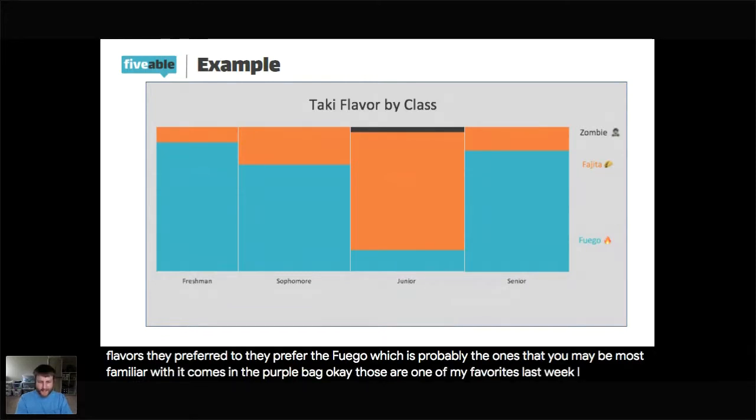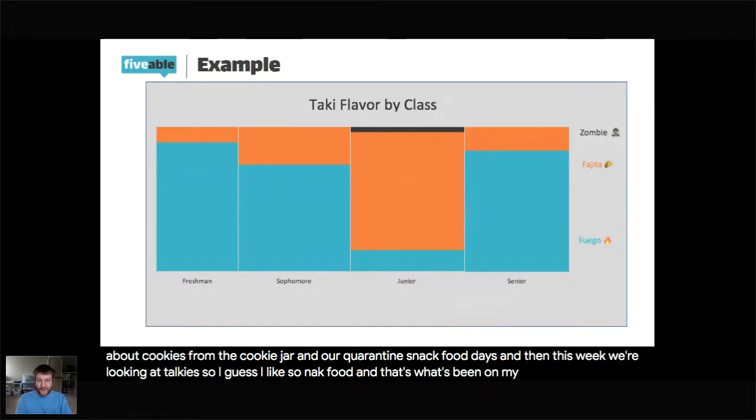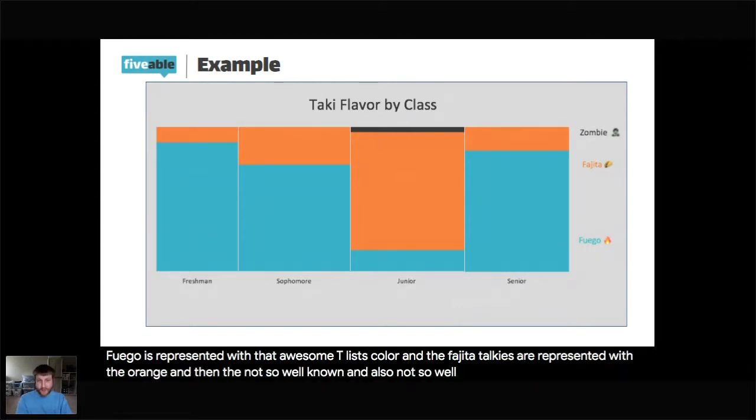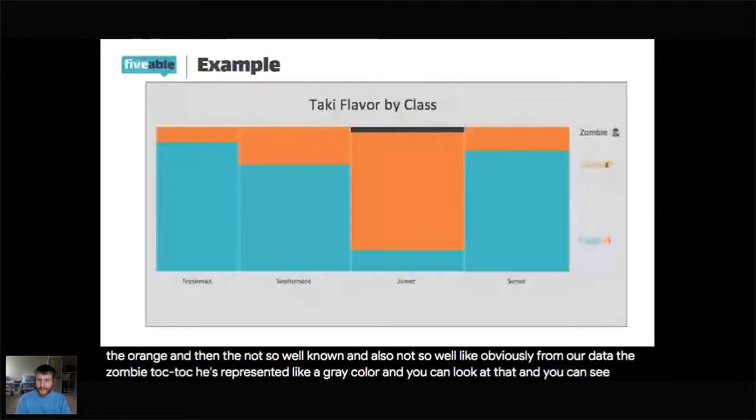Last week I talked about cookies from the cookie jar in our quarantine snack food days, and this week we're looking at Takis. So I guess I like snack food, and that's what's been on my mind a lot lately. So Fuego is represented with that awesome tealish color, and the fajita Takis are represented with the orange. And then the not so well known and also not so well liked, obviously from our data, the zombie Takis, represented with a gray color. And you can look at that and see how things are laid out there.